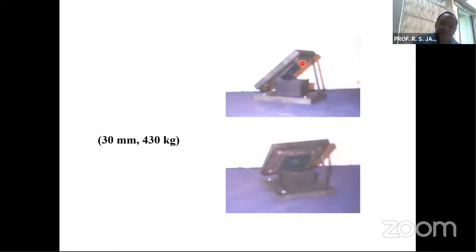the test of the bearing under ultimate load condition, and this bearing underwent a maximum deflection of 30 mm and took a horizontal load of 430 kilograms.